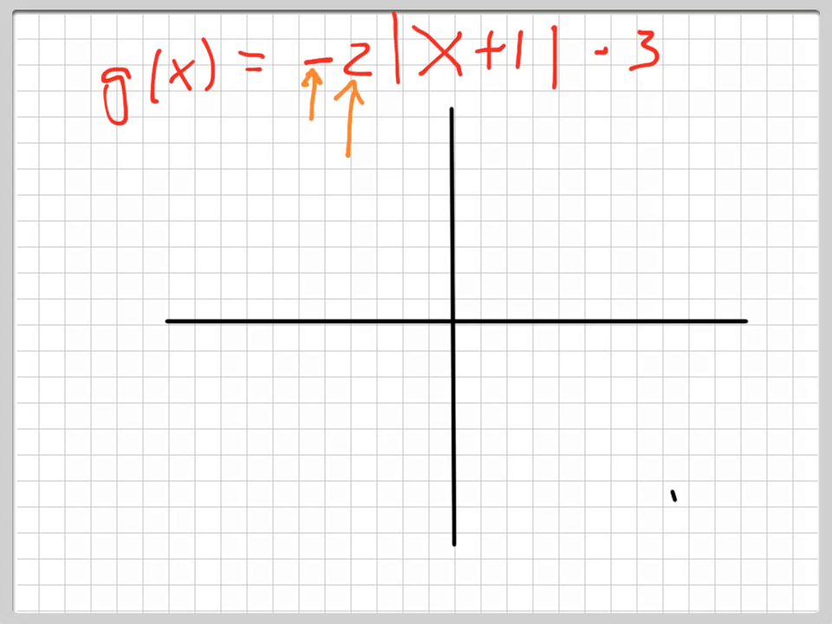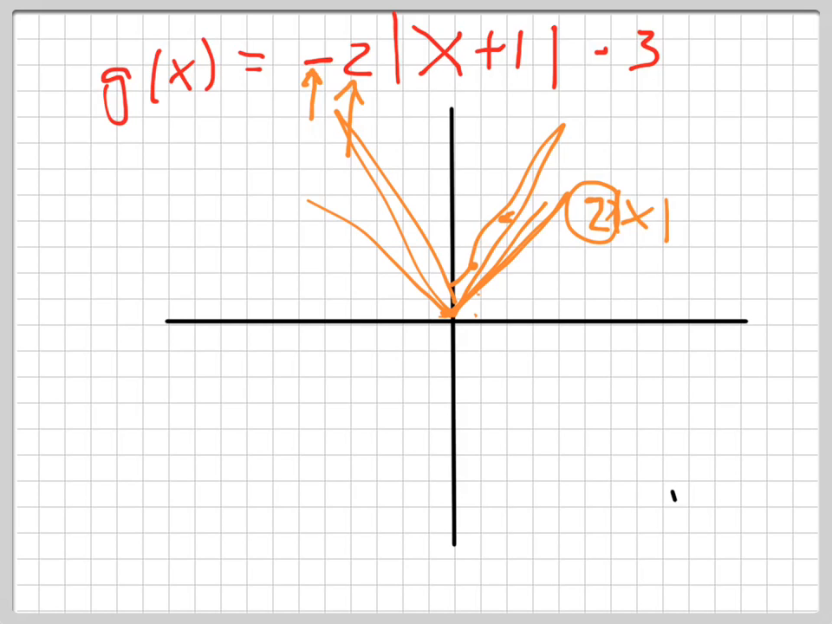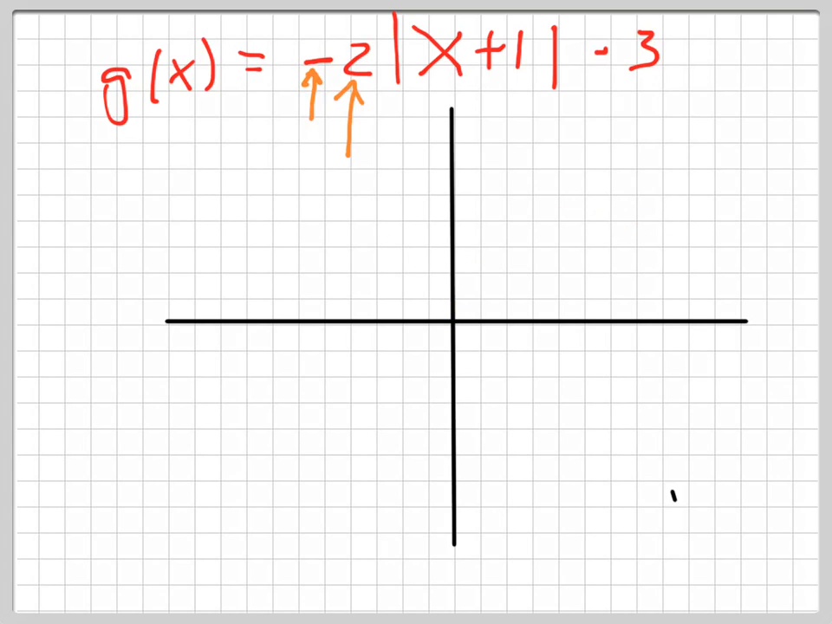It stretches it out. Think about your regular V. If your regular V looked like this, which it does, that's the absolute value of x. If I did 2 times the absolute value of x, it takes every point, instead of going over 1 up 1, it's over 1 up 2, and instead of over 2 up 2, it's over 2 up 4, because your slope is 2, right? So it makes your graph steeper like that. All right, that's what that does. So let's just remember that as I graph this.